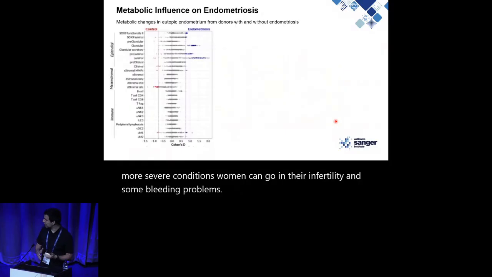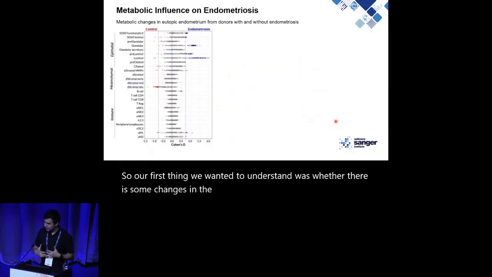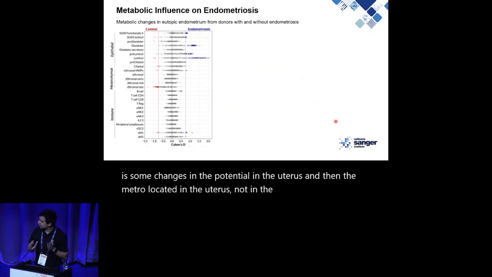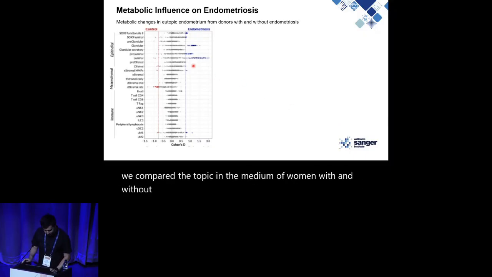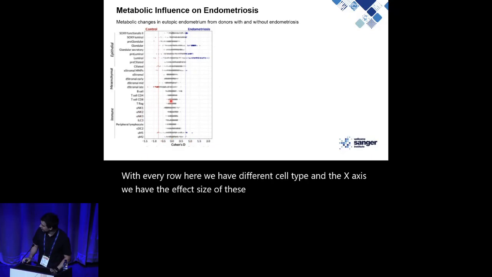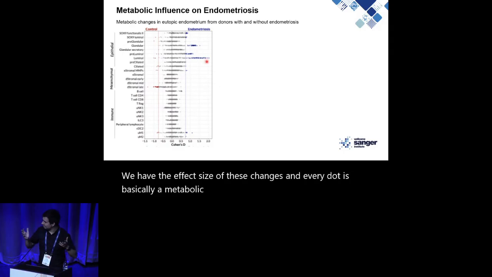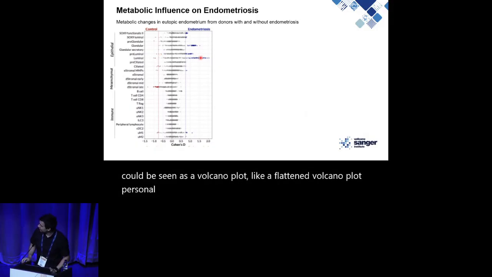So the first thing we wanted to understand was whether there are some changes in the metabolic potential in the uterus, and the endometrium located in the uterus, not in the lesion outside of it. So we compared the endometrium of women with and without endometriosis. In every row here, we have a different cell type. On the x-axis, we have the effect size of these changes, and every dot is basically a metabolic task. So just to simplify it, maybe this could be seen as a flattened volcano plot per cell type. And we can see that many changes are happening in the epithelial cells during endometriosis.